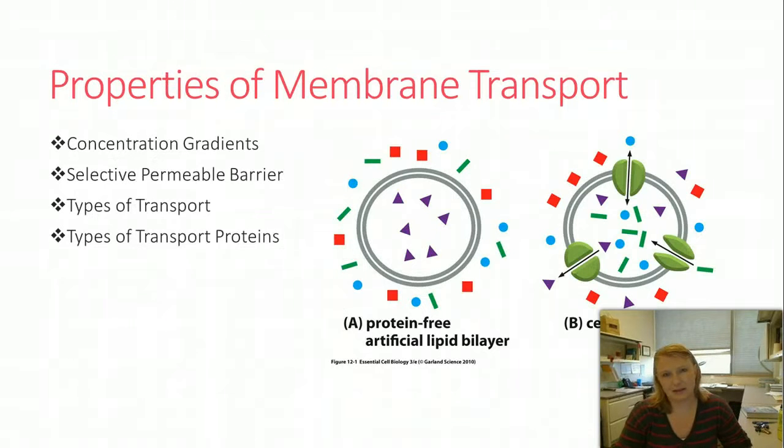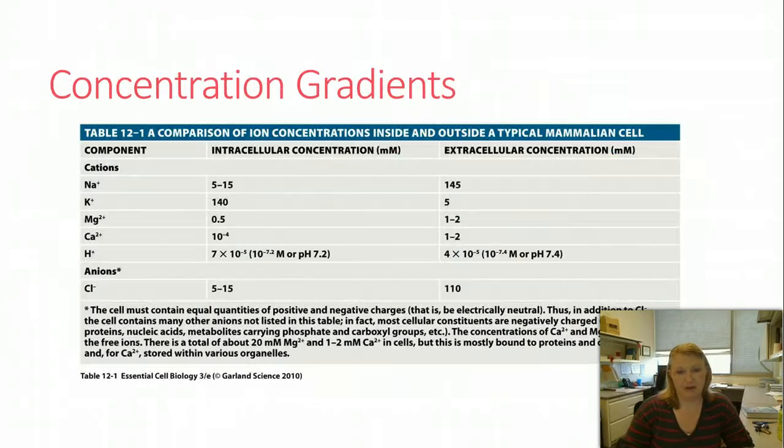In the last chapter, we talked a lot about how membranes are responsible for separating the inside and the outside of the cell, or inside and outside the organelle. What we didn't talk about was how we actually move things in and out that we want in and out. And so it's important that we understand how this works. So we're going to talk about concentration gradients, the selective permeable barrier, and then types of transport and transport proteins.